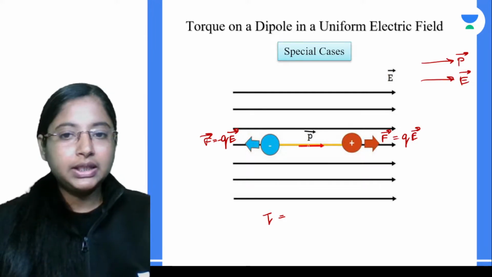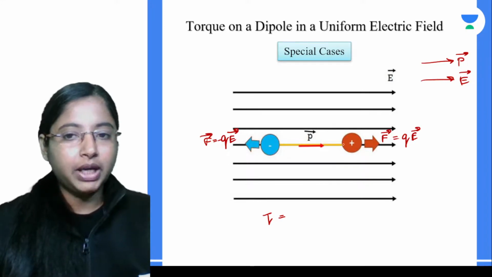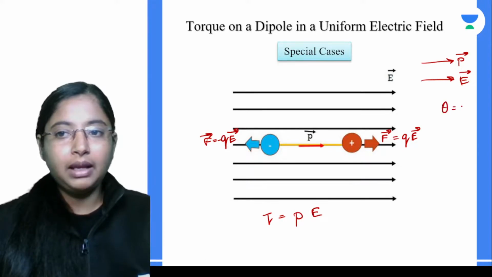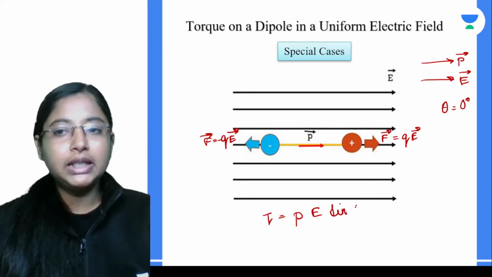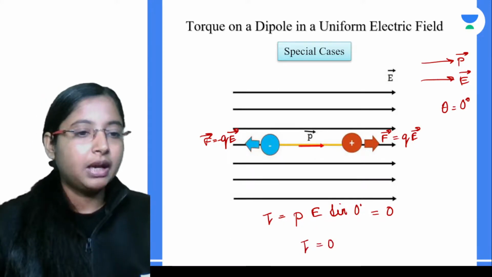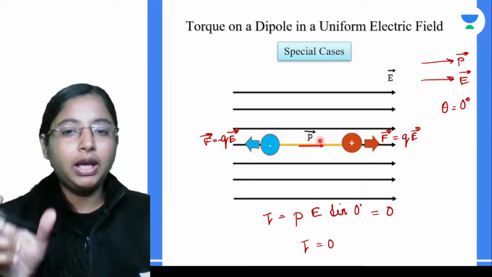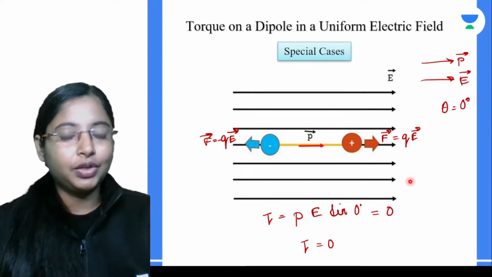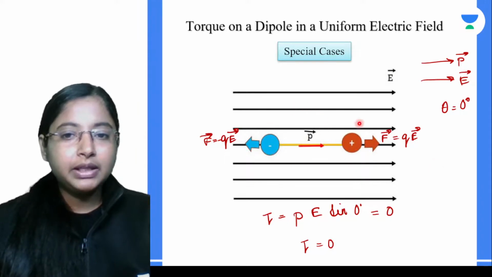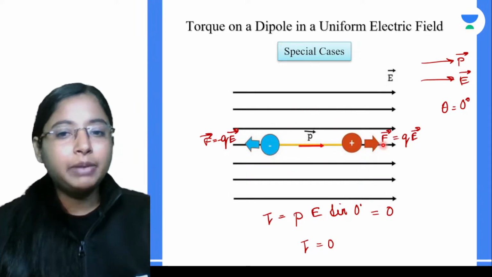Look at the direction of the dipole moment, it's always from negative to positive. In this case, we have PE into sine of the angle between them, because they are parallel vectors. The angle between them is 0 degrees, so we have sine 0 degrees, which is 0. So what is the torque in this case? 0, the minimum torque, which means when the dipole moment is aligned with the electric field, the electric dipole does not experience any torque.